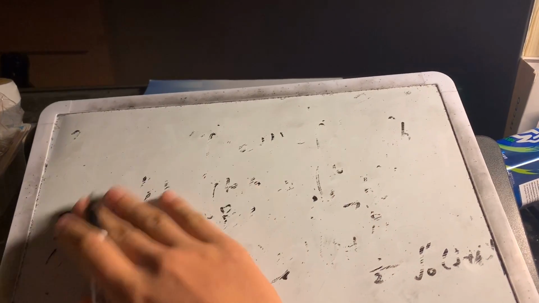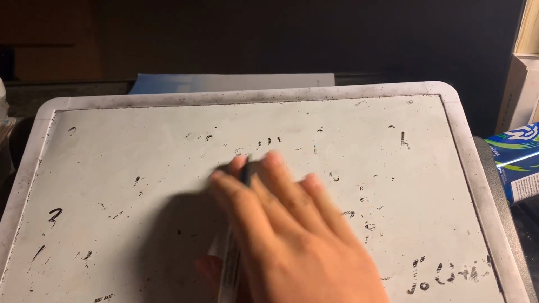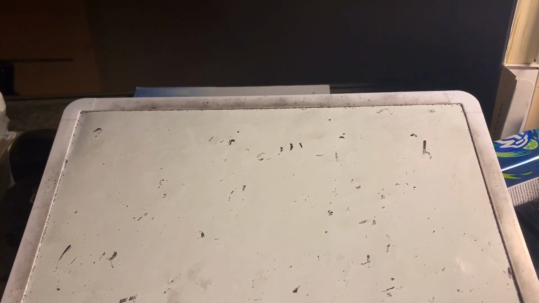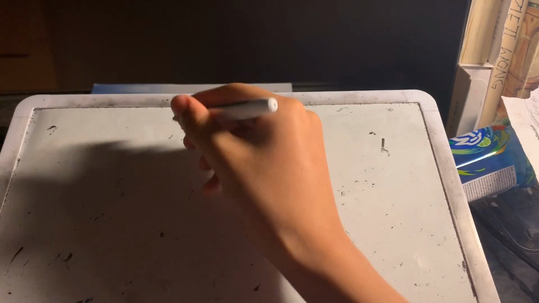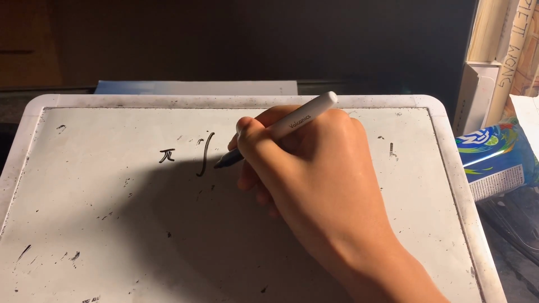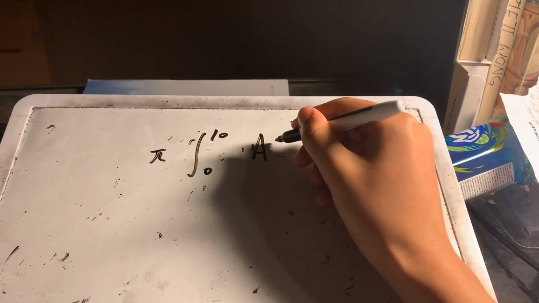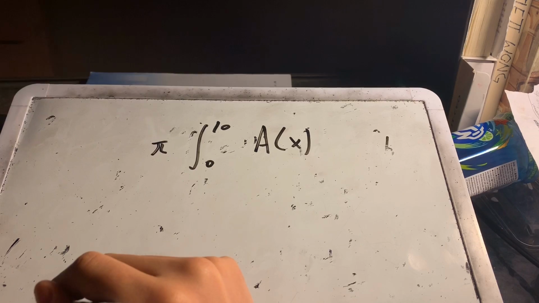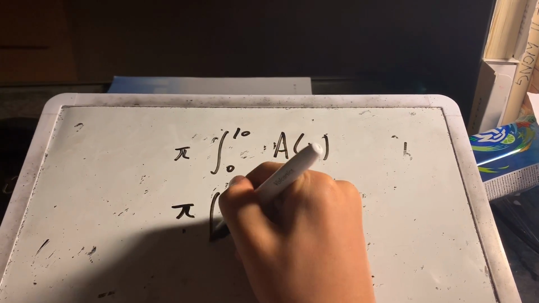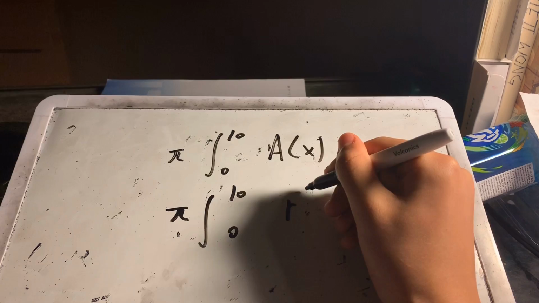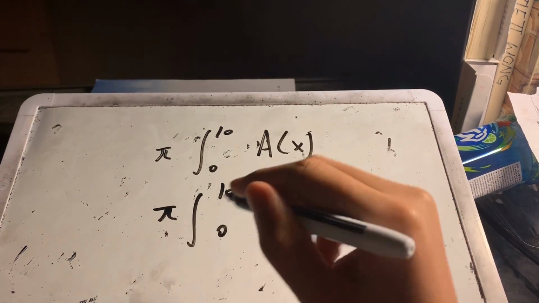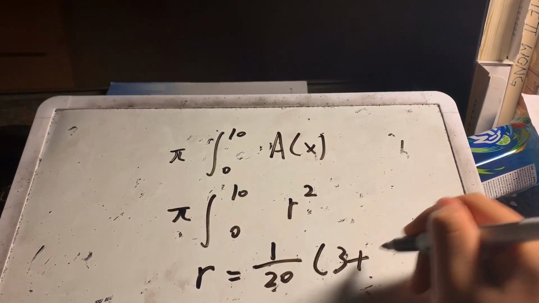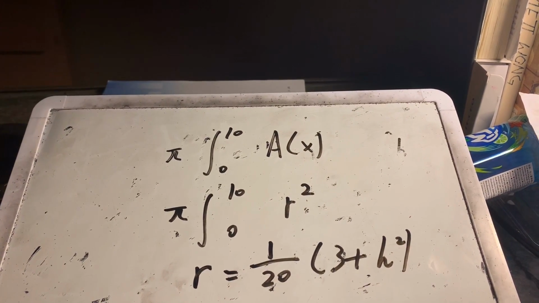The second problem we are going to do is to find the volume of the funnel. How are we going to do this? Well, we know that finding the volume of something with this shape, we have this formula, right? So in this case, if we are going to calculate this funnel, we originally will use this, r squared. And in this case, what does r refer to? R refers to 1 divided by 20, 3 plus h squared.